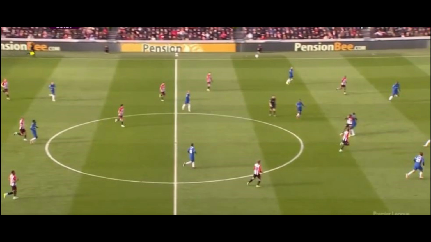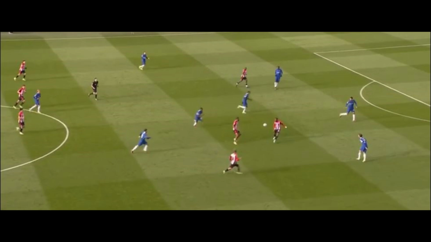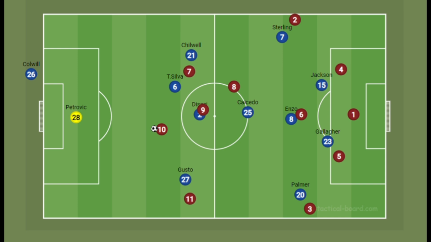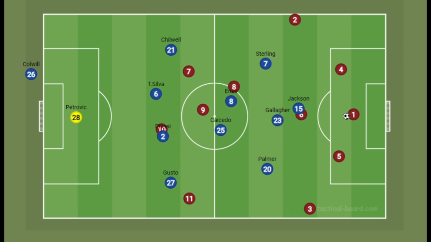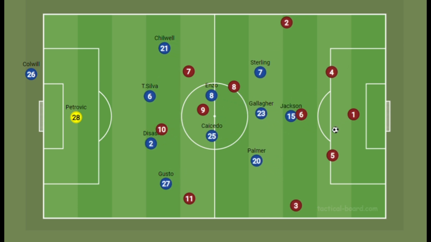An example is in this game against Brentford in the weekend. You can see Brentford have gone long. Enzo has pushed up, Gallagher has pushed up, and Caicedo is the only player deeper. So Toney wins the first ball, then lays the ball to Brentford's midfield, and now you can see that Brentford, with just 2 passes, have managed to beat Chelsea's first and second lines of pressure, and now they're progressing into Chelsea's defensive third.